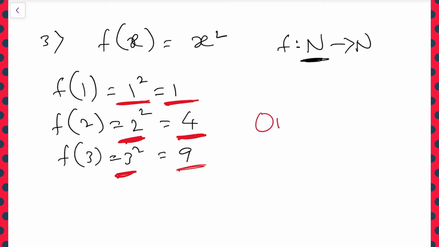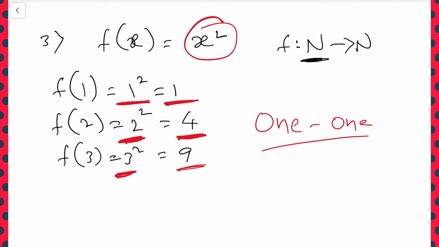So this is 1-1. Now again you should not say, sir, this is a quadratic function, but a quadratic function is not a 1-1 function. No, it depends on this statement every time. So keep the domains in mind.